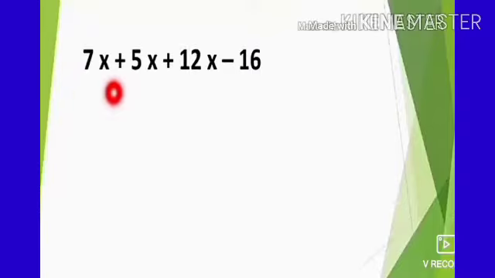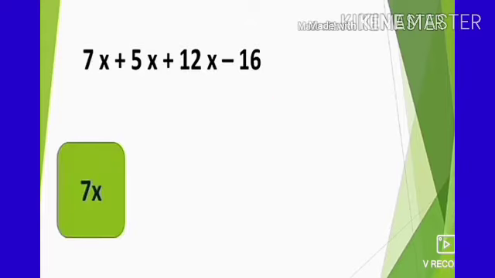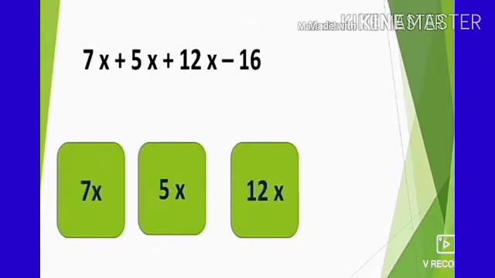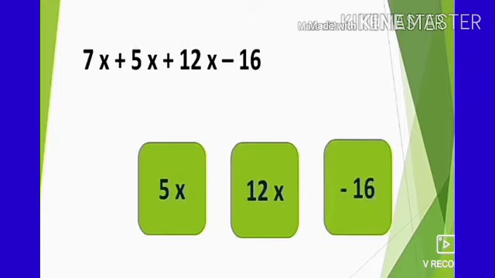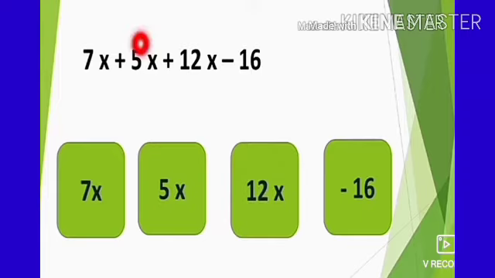Like terms and unlike terms. For example, the expression 7x plus 5x plus 12x minus 16 has 4 terms. They are 7x, 5x, 12x and minus 16. But the first 3 terms 7x, 5x and 12x have the same variable factor x. We say that 7x, 5x and 12x are like terms.